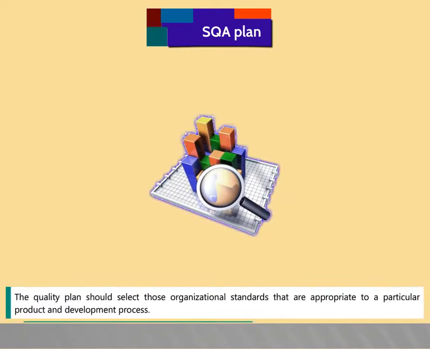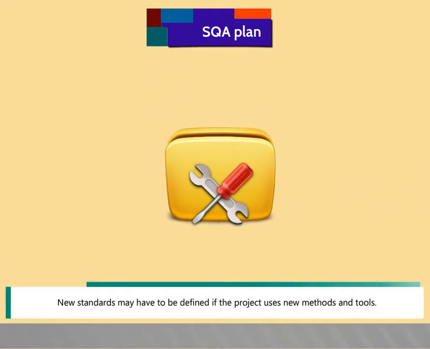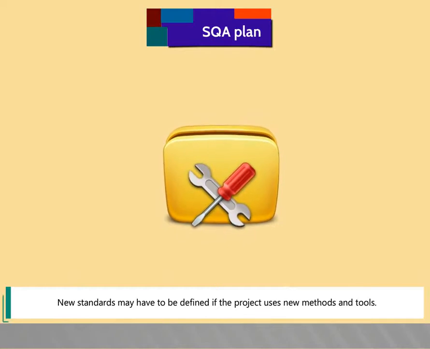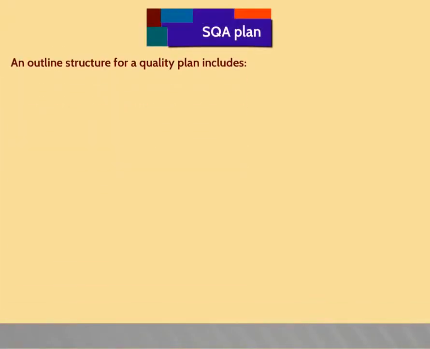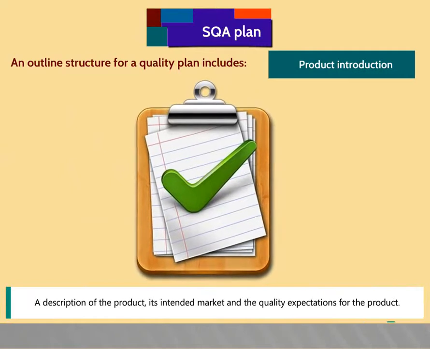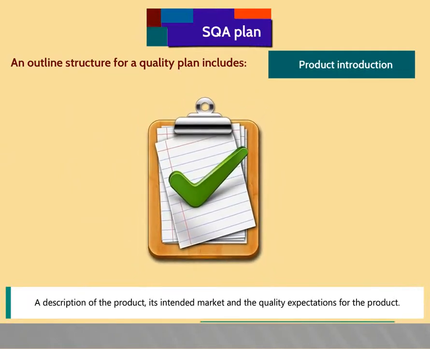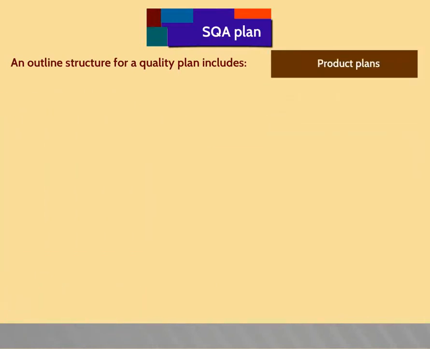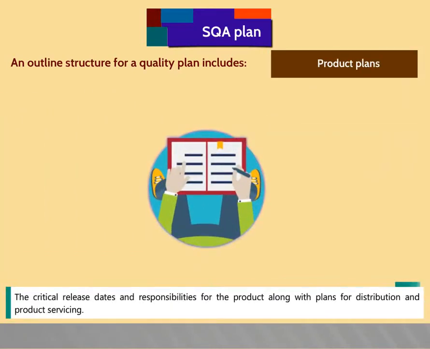The quality plan should select those organizational standards that are appropriate to a particular product and development process. New standards may have to be defined if the project uses new methods and tools. An outline structure for a quality plan includes product introduction, a description of the product, its intended market, and the quality expectation for the product. Product plans, the critical release dates and responsibilities for the product along with plans for distribution and product servicing.